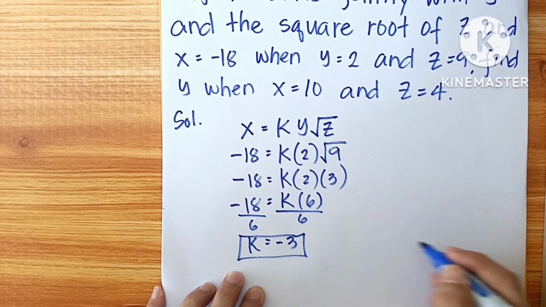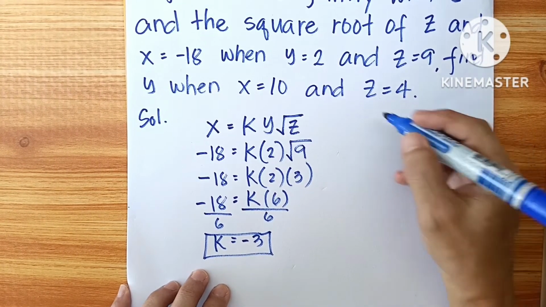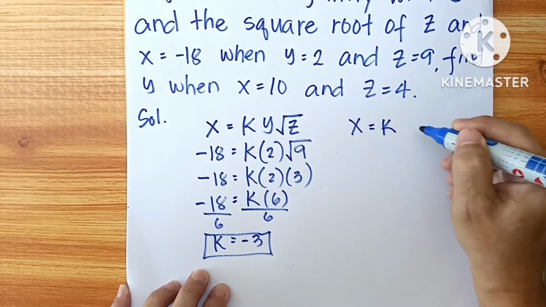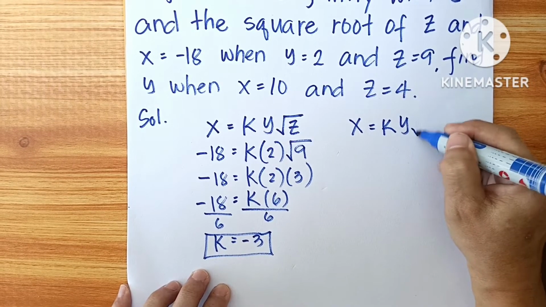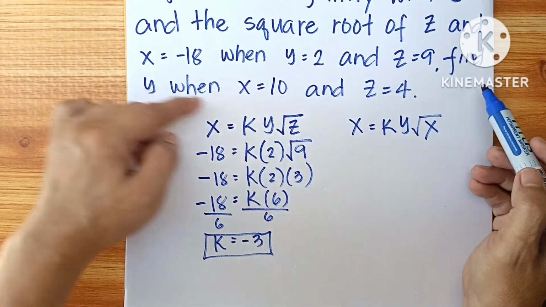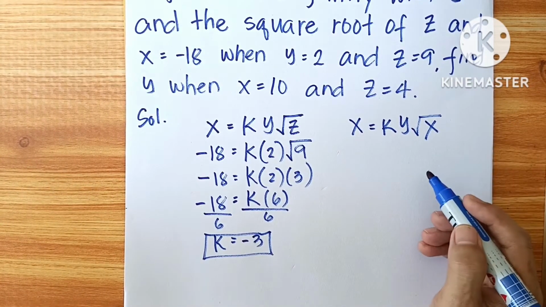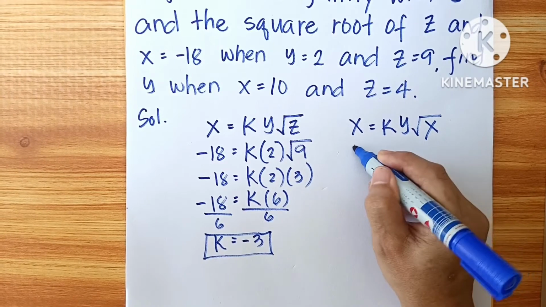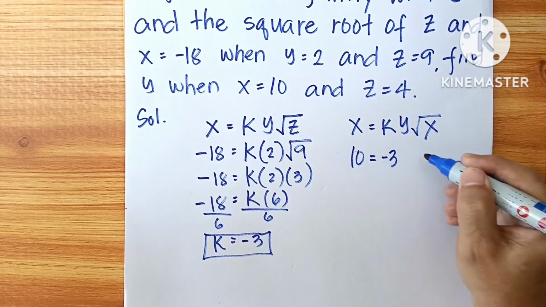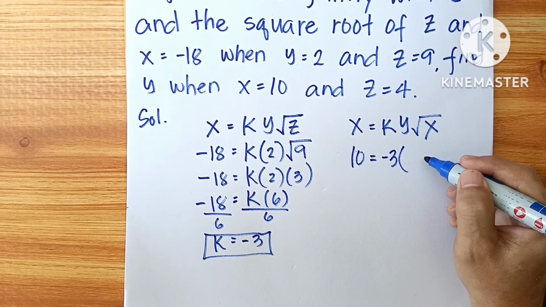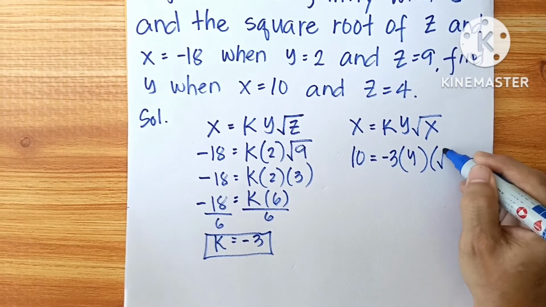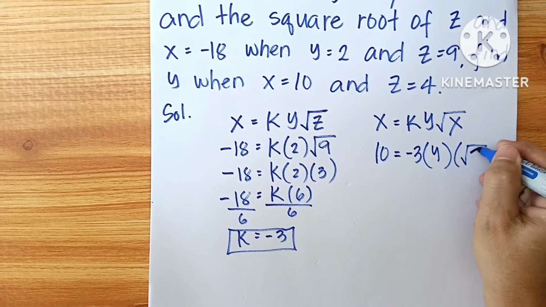So, what is our equation? So, the equation of variation is, substitute lang dito, x is equal to k times y times square root of z. Okay? Now, we have to find y when x is 10 and z is 4. Okay? So, direct substitution lang uli. We have x equals 10. Okay? K is negative 3 times y. Okay? Yung hinahanap natin. Okay? And then, times the square root of z.